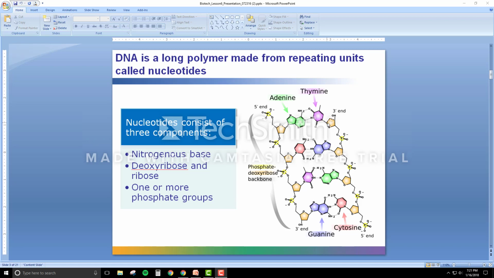Each nucleotide is composed of a nitrogen-containing base. So these are the letters that we talked about. So G for guanine, A for adenine, thymine for T, and C means cytosine, as well as a monosaccharide sugar called deoxyribose, so hence the name deoxyribonucleic acid, and a phosphate group. The nucleotides are joined to one another in a chain by covalent bonds between the sugar of one nucleotide and the phosphate of the next.